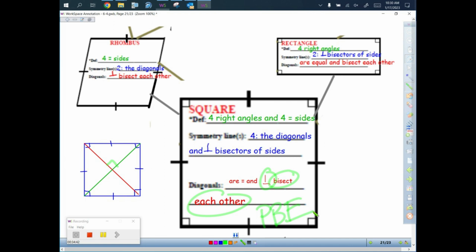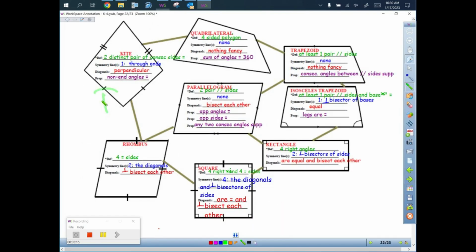Got it going on. The square has everything, dude. The diagonals are perpendicular. They are bisecting each other. They are equal. The square is the king of this family tree, right? Isn't it the most specific thing that you got? So there you go. Again, I told you, here's your P, here's your B, here's your E, right?